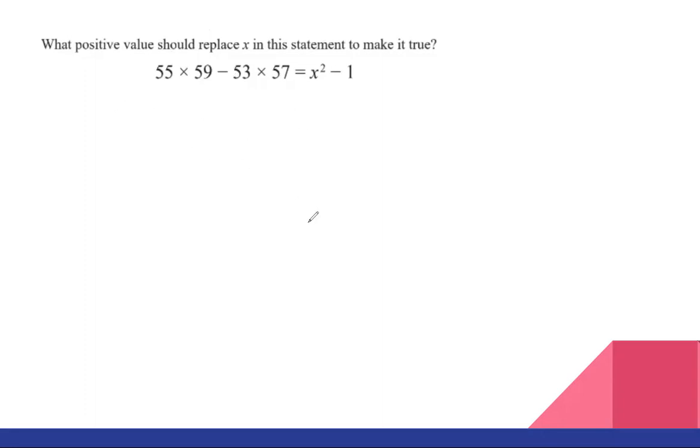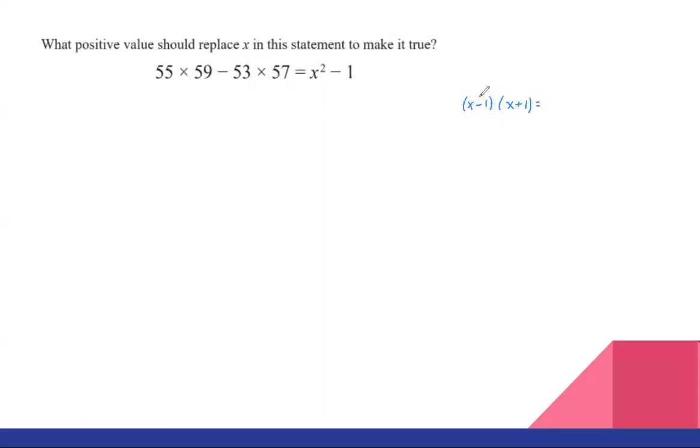But instead, I'm going to actually use the difference of squares. But before we use the difference of squares, I'm going to kind of show you how that looks. Okay, so let's say we have x minus 1. And then if I'm going to multiply this by x plus 1, you may multiply every term in the first parenthesis by every term in the second parenthesis.